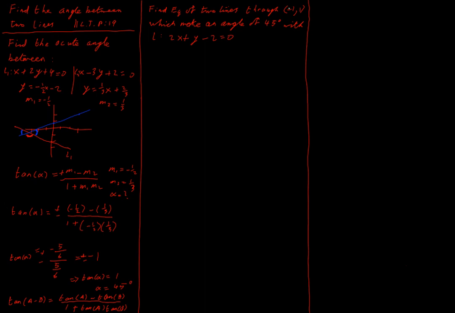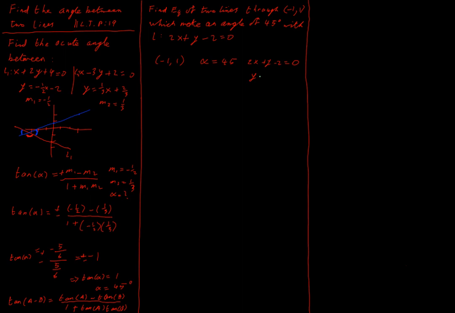Find the equation of two lines through the point -1, 1, which make an angle of 45 degrees with the given line. So let's write this out. I'm told that I have -1, 1 is a point. I'm told that I've got an angle between lines of 45 degrees. And I'm told that I'm dealing with the line 2x plus y minus 2 is equal to 0. I'm going to do what I usually do and draw a quick sketch.